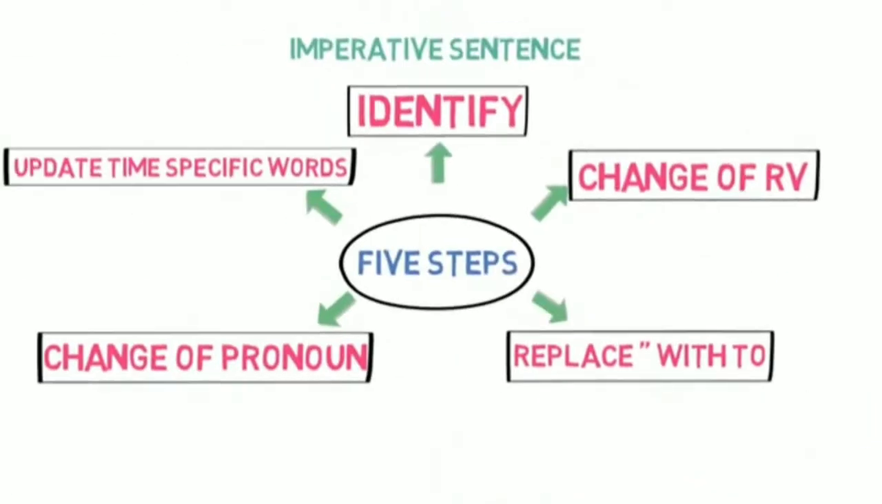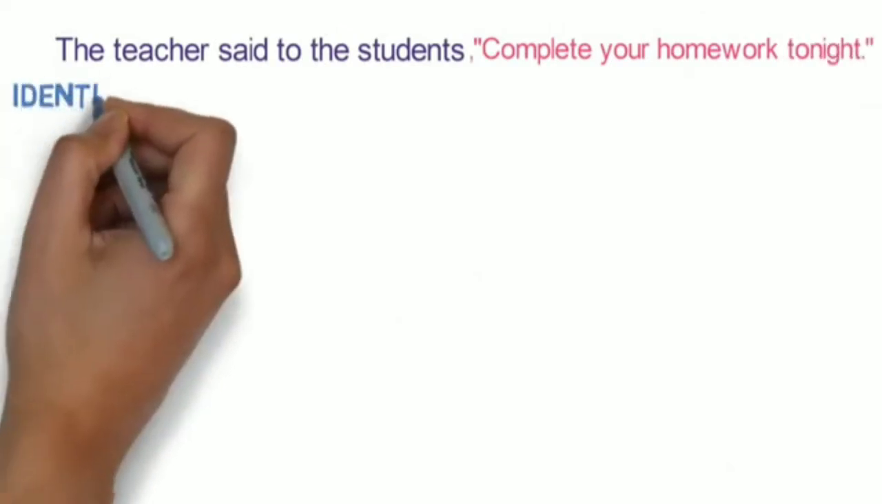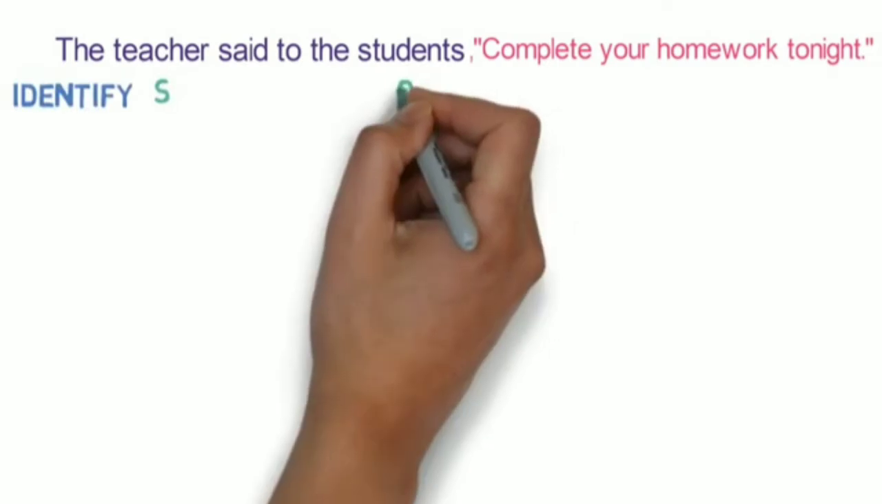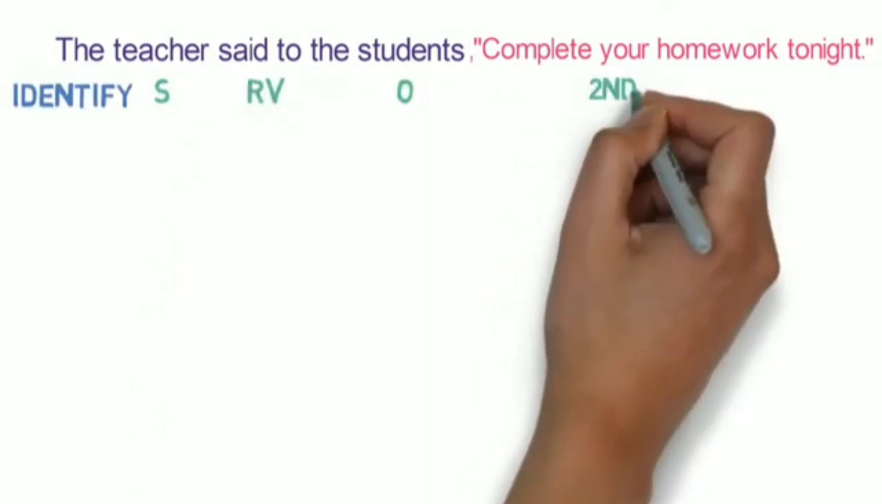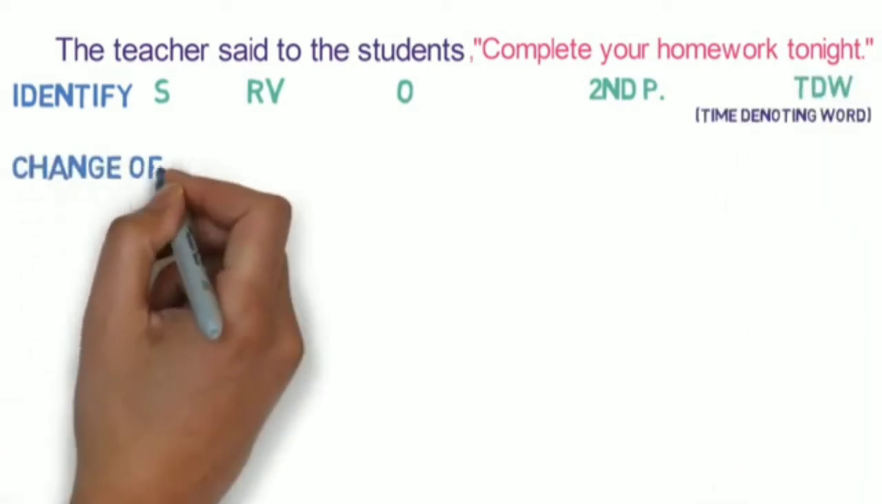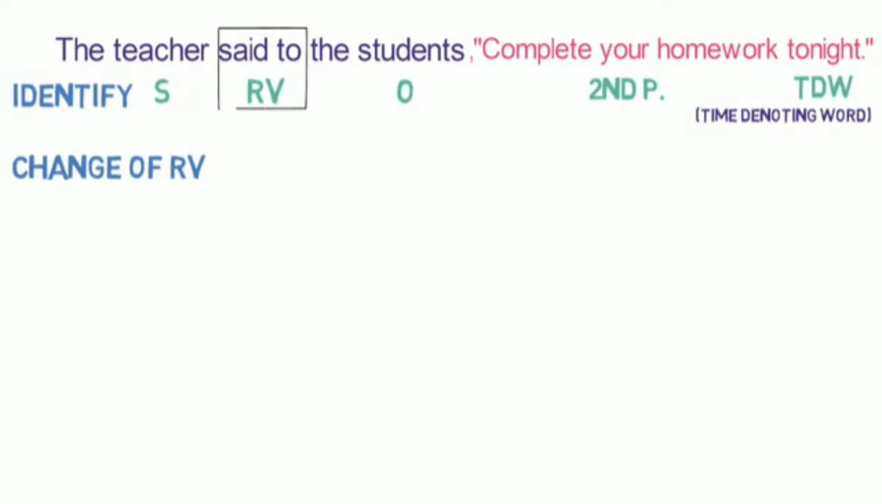Let's understand the application of this 5-step formula with an example. The teacher said to the students, complete your homework tonight. Step 1 is to identify. The teacher is the subject, object is students, and said to is the reporting verb. Step 2 is the change of reporting verb. Said to will become ordered here as the teacher is giving the order to the students.